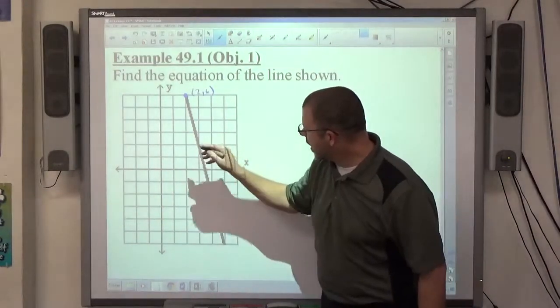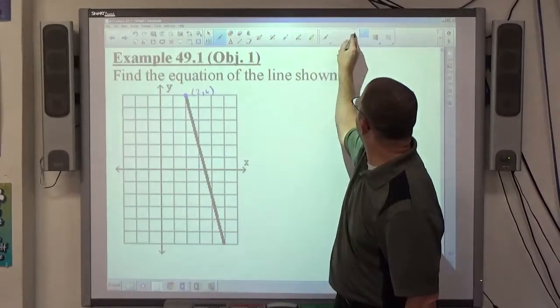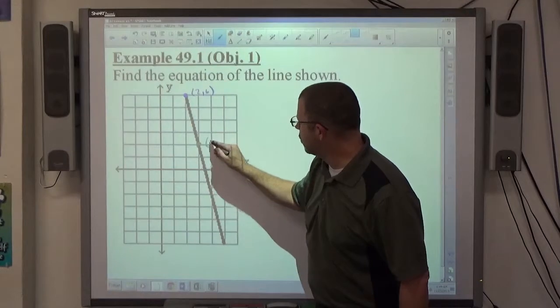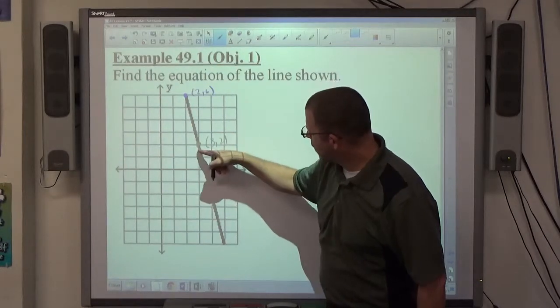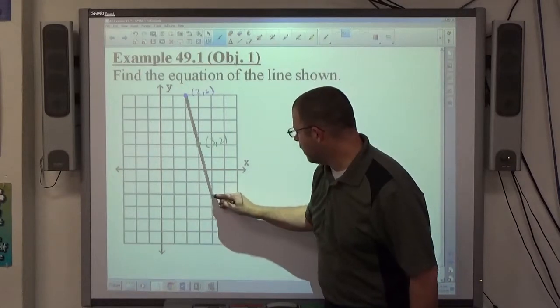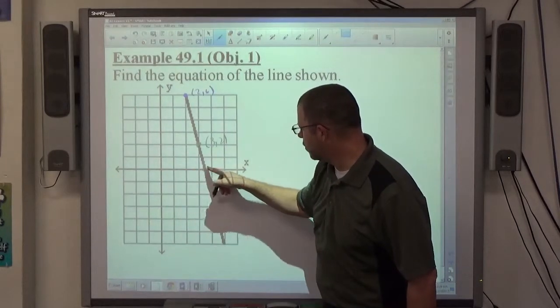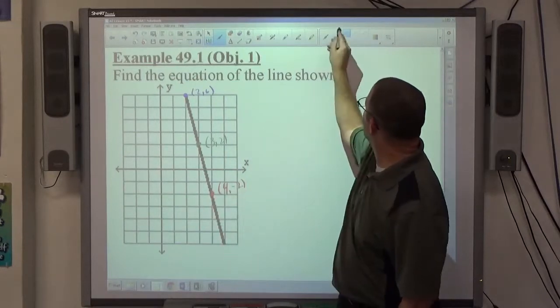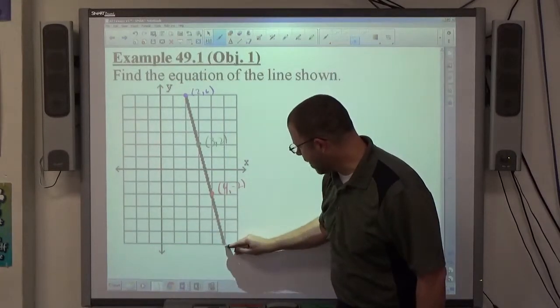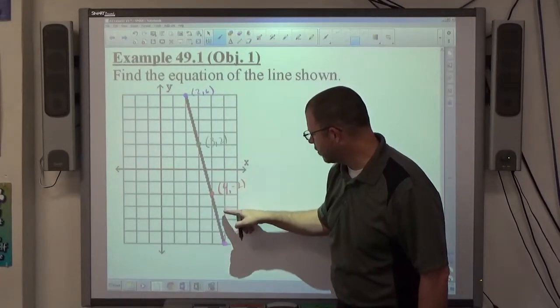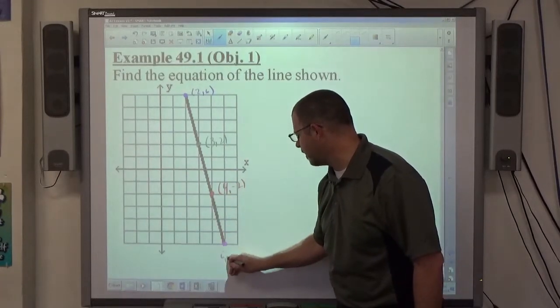All right. The next point I see is right here. Use a different color. Let's call that 3, 2. Continuing along the line, there's another nice one right there. We're going to call that 4, -2. Continuing along the line, I get down to this bottom corner: 5, -6.